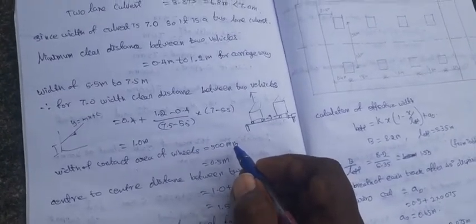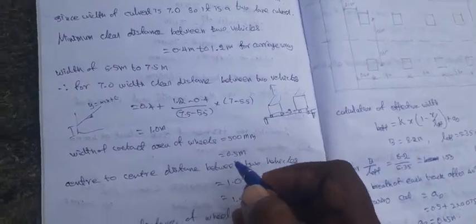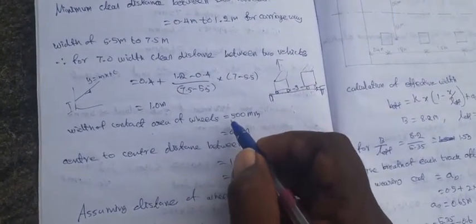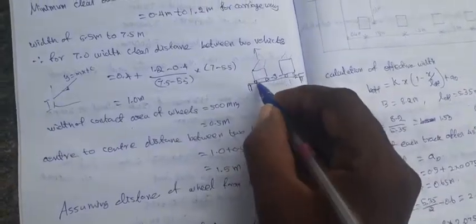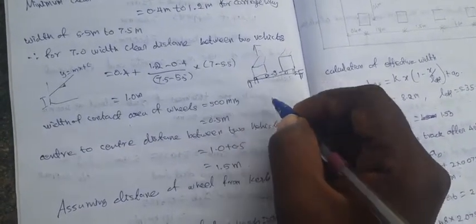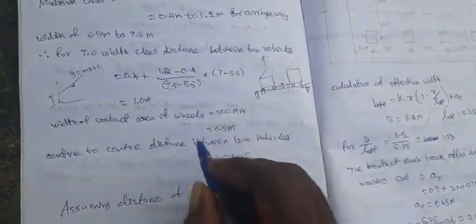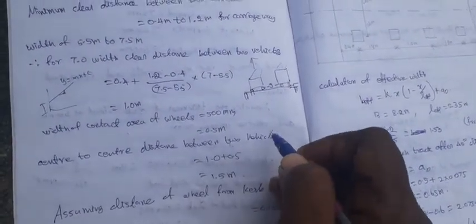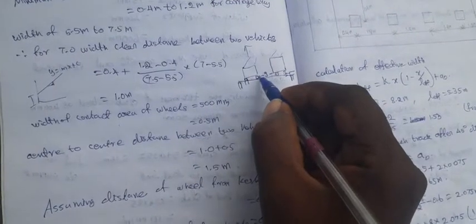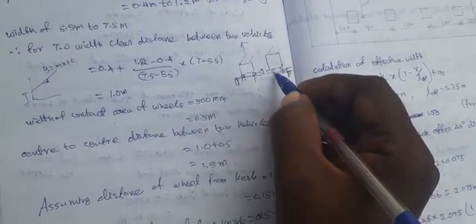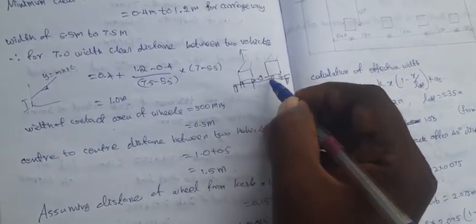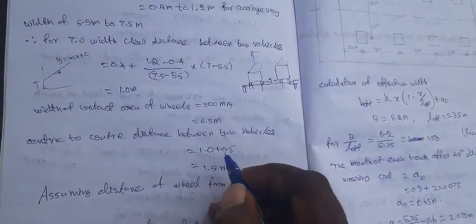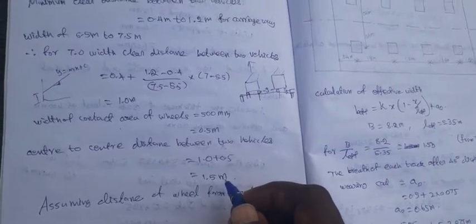So already we know the data given in the problem. Otherwise, we should consider the width of the contact area of the wheels. So the contact area of the wheels means the area under these wheels, 0.5 meter. The center to center distance between the two vehicles means, so here G, it's this center to this center, so here G is 0.5 by 2, here 0.5 by 2. So I am putting 1 plus 0.5, so 1.5 meter.